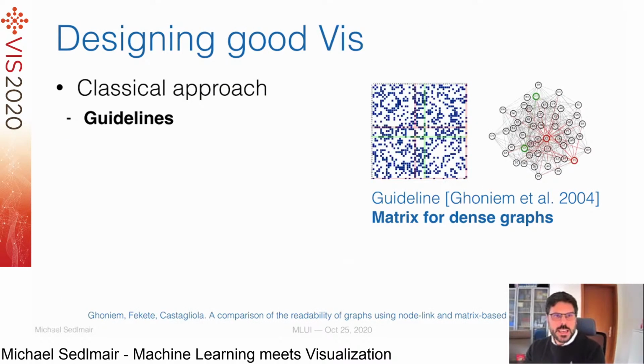Okay, so the classical approach, I would argue, is really, we're running some user studies and then we provide guidelines. So here's one of my all-time favorite user studies from Ghoniem and Jean-Daniel Fekete, comparing matrix-based visualizations with node-link diagrams. And then we could, based on their results, derive some guidelines saying that matrix visualizations are actually not that bad. They're still not heavily used, but look at that paper and learn about the reasons why we should use them more often.